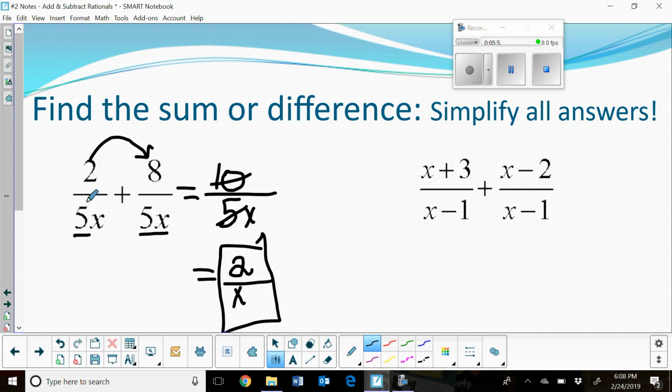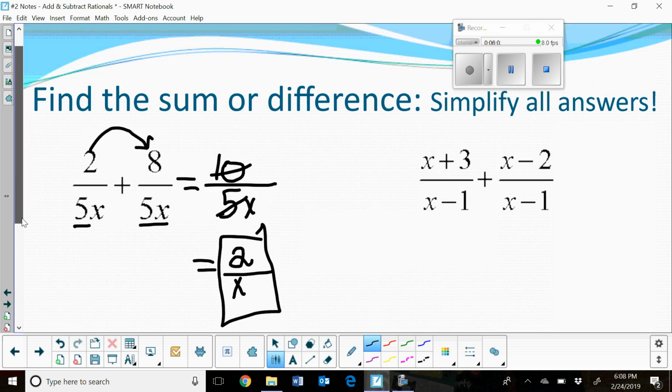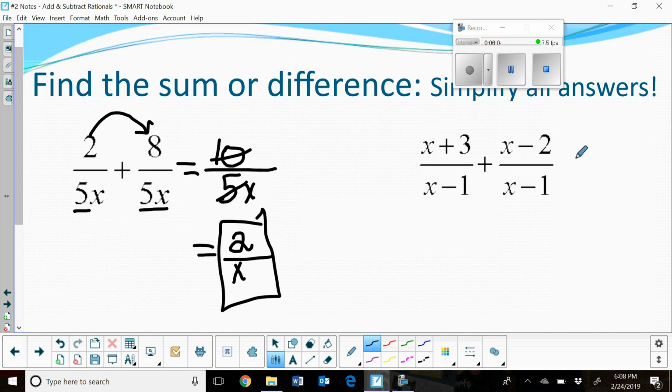So I'm adding 2 over 5x plus 8 over 5x becomes 10 over 5x, and it simplifies to 2 over x. Now, these are pretty easy when you're adding with common denominators. So now let's look at one that has binomials.